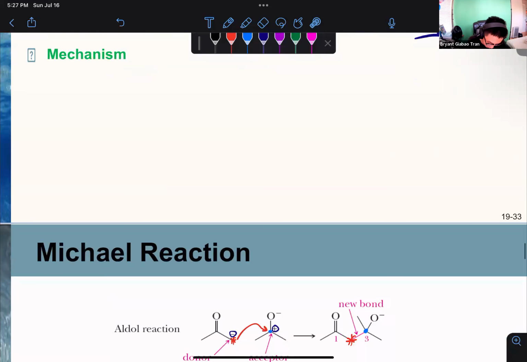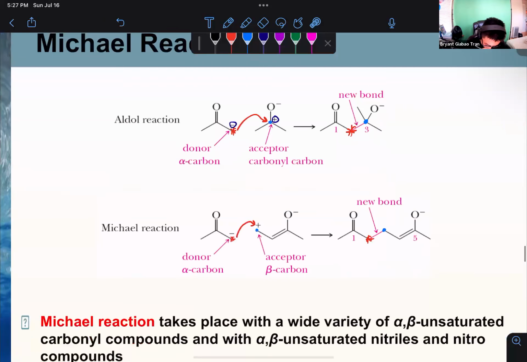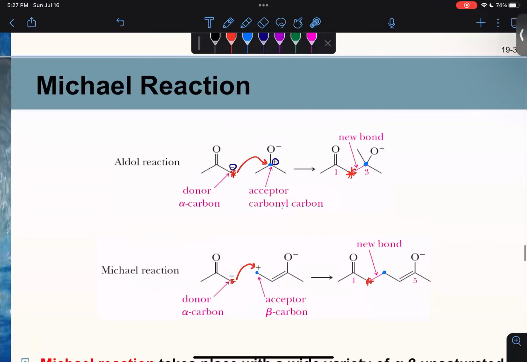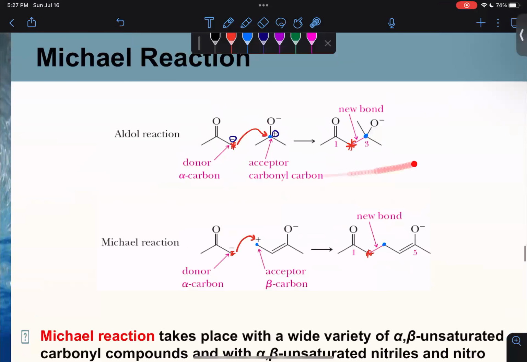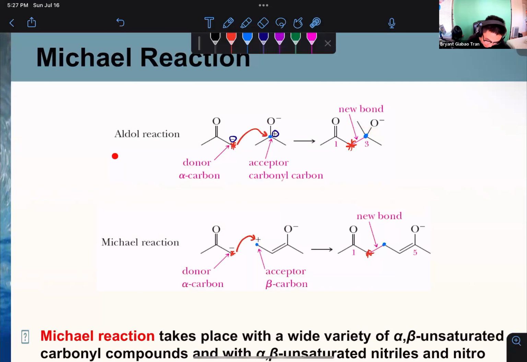So yeah, we went over the mechanism already. So this right here is the Aldol reaction. We did that before. Aldol is when we have an alpha enolate anion here attacking a carbonyl, which is the carbonyl here. For Michael reaction, we add to the fourth position of the enone, which is a 1,4 addition. This is just a resonance form of that.